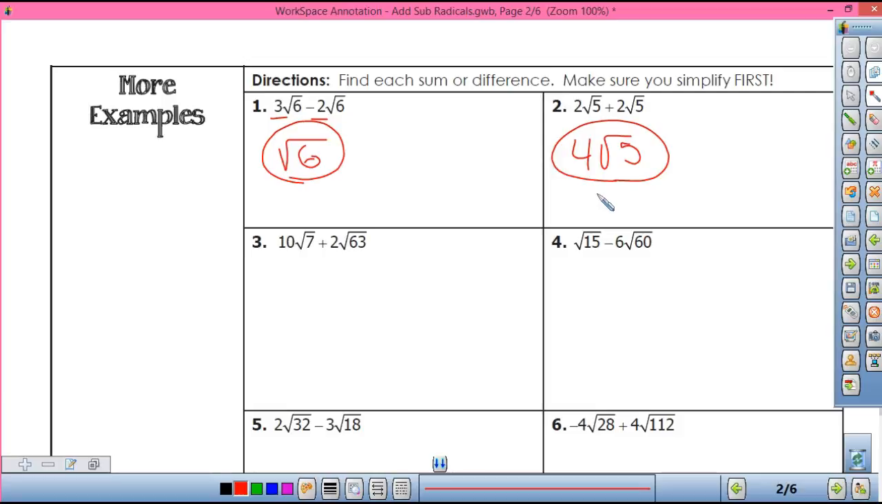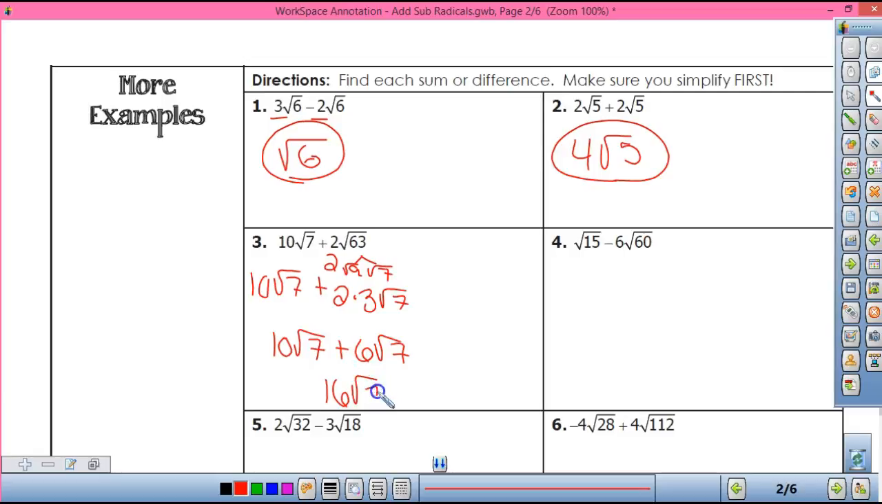I would combine them and then simplify. So on this side, is 10 root 7 simplified? Yep, we can't simplify the root 7, right? So I have 10 root 7 plus 2 times, what's root 63 going to? 9 times 7. So 2 times, what's the square root of 9? 3 root 7. So 10 root 7 plus 6 root 7 gives me 16 root 7.